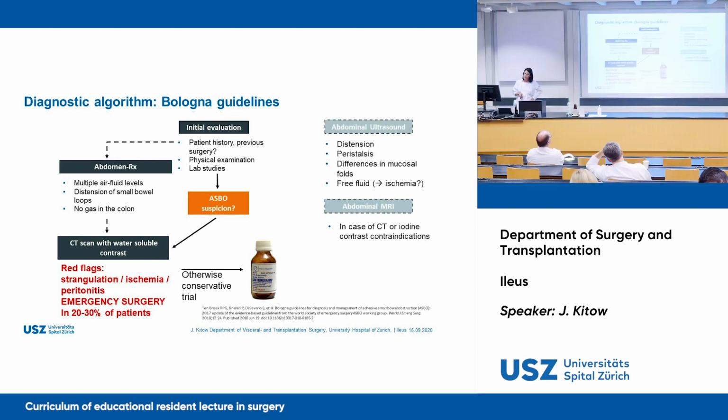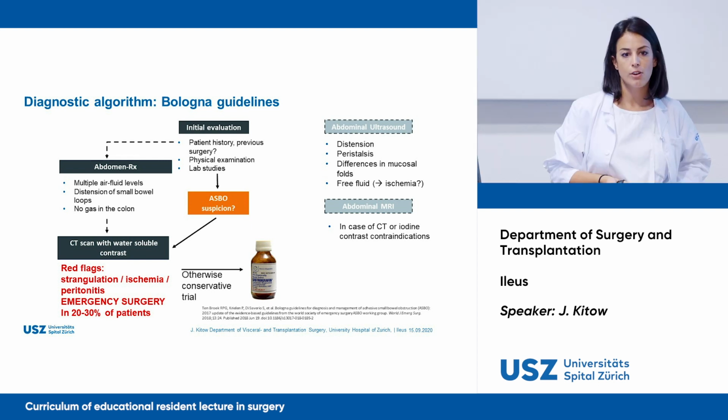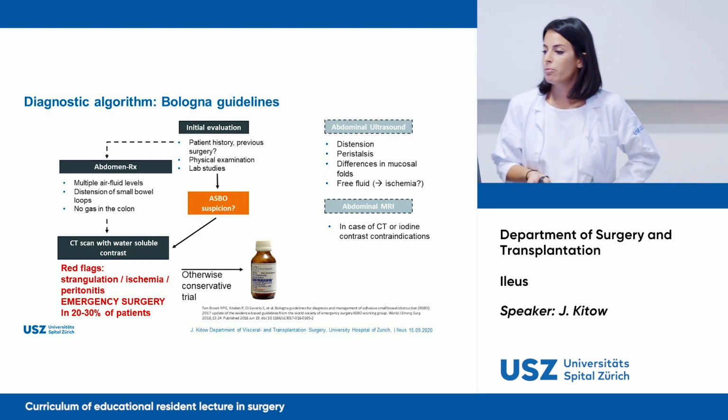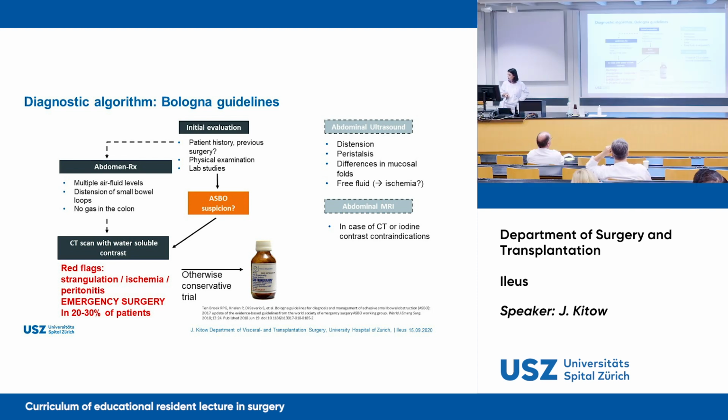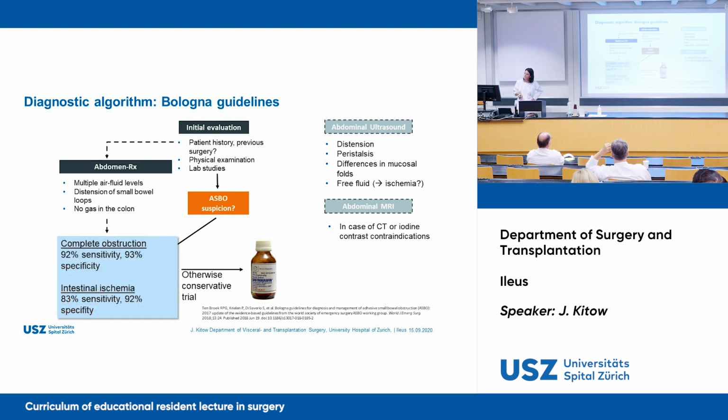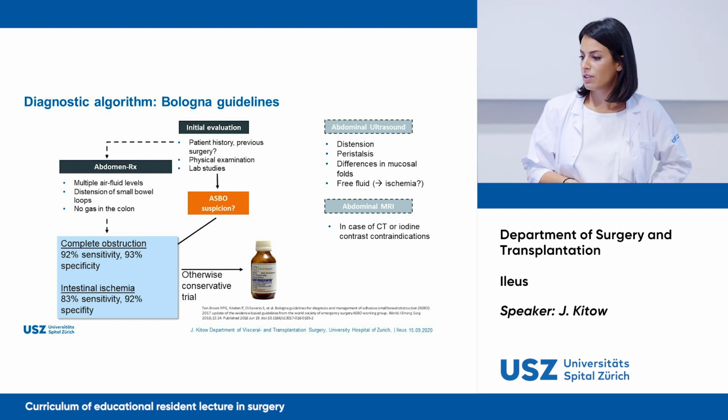The abdominal ultrasound has not a high value in the diagnostic algorithm, as just in the early phase one can see distension and peristalsis as well as free fluid, but in the later phases due to gas overlay you can't see much anymore. And the abdominal MRI is just for patients that have a contraindication to CT or iodine contrast. So the CT scan, as I already said, is the gold standard for diagnostic, as it can rule out complete obstruction and intestinal ischemia by very high sensitivity and specificity.